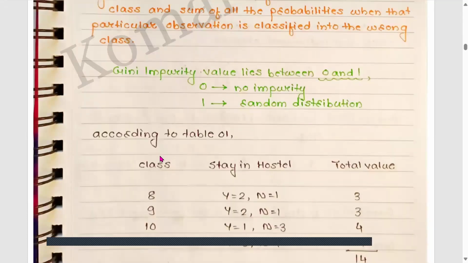And Gini impurity value lies between 0 and 1. 0 means no impurity and 1 means random distribution.